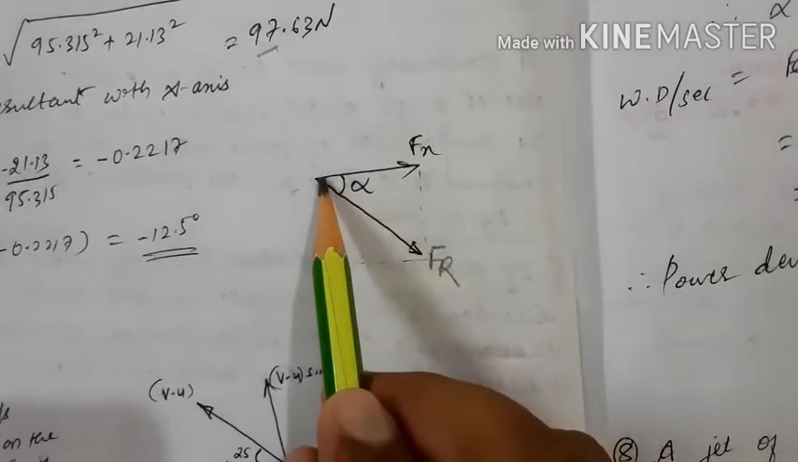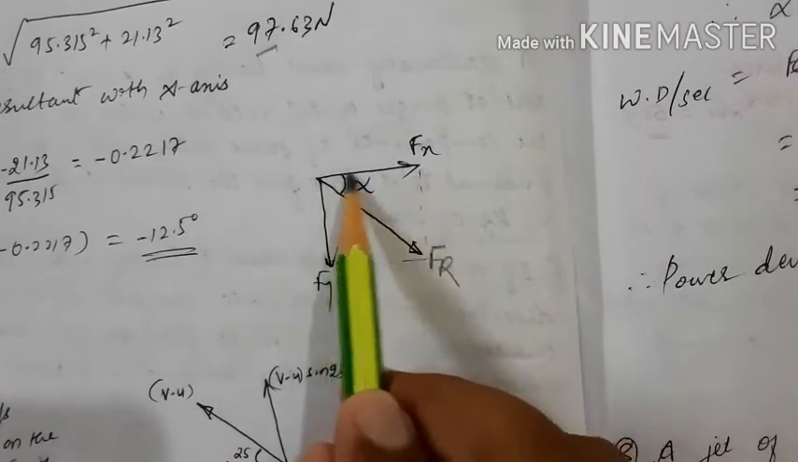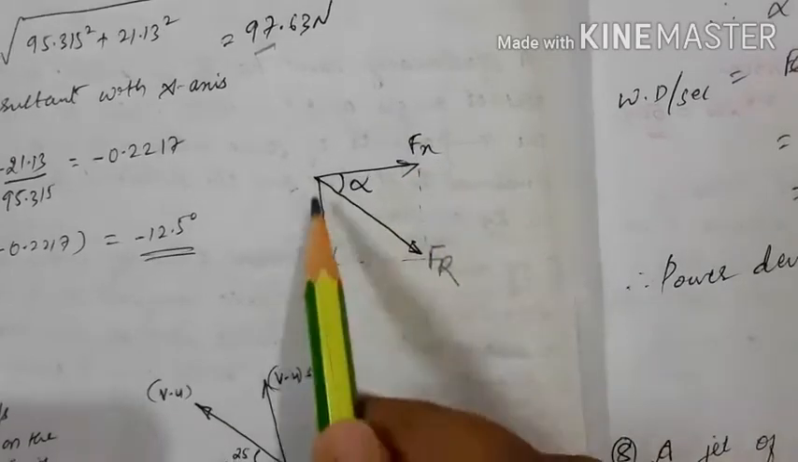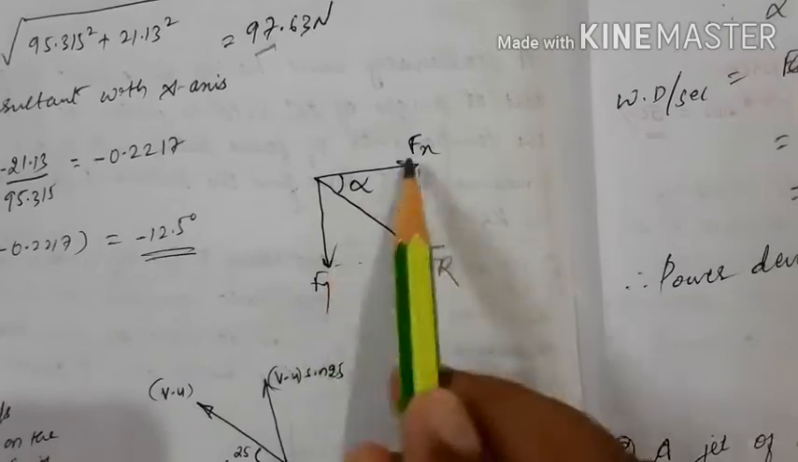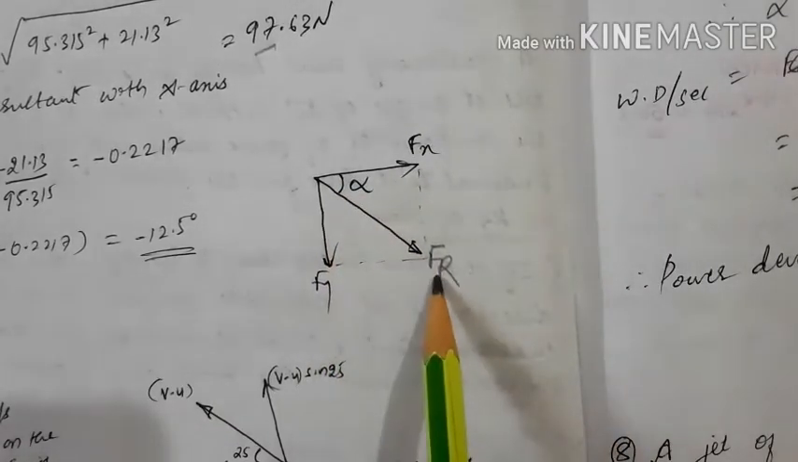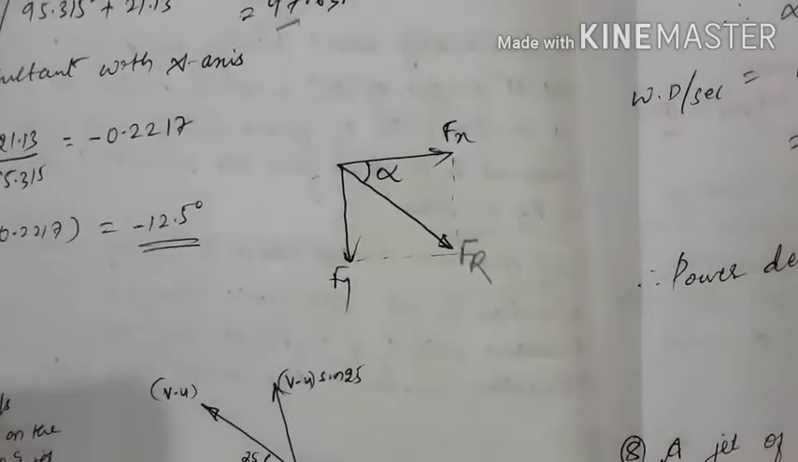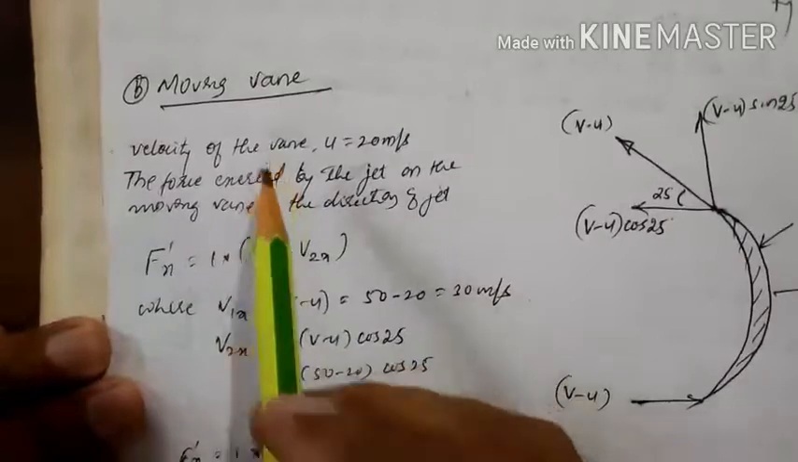force. Then fx we got positive, in the positive x direction we got fx, and in the negative y direction we got fy. Then the resultant of these two, the angle to be measured in a clockwise direction, we get this as the resultant force. Then in that same problem, what is the next case? It is a moving vane case.